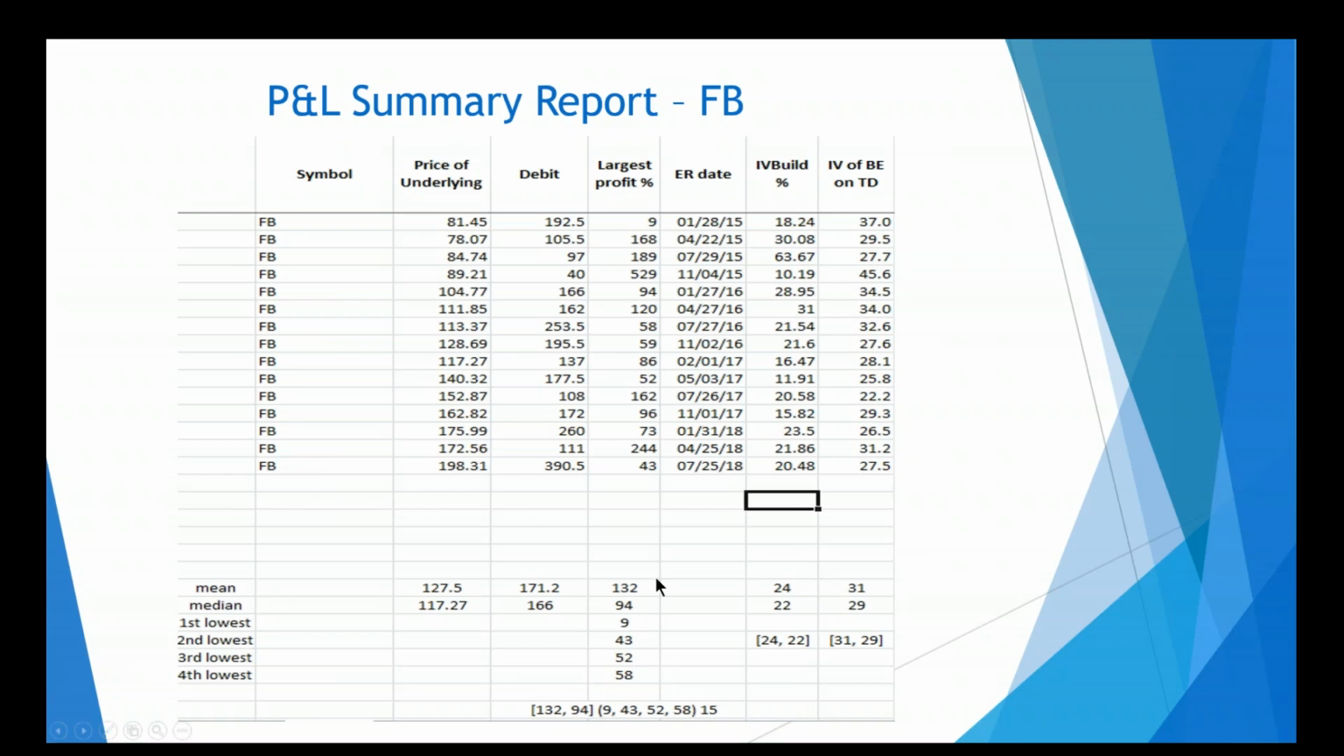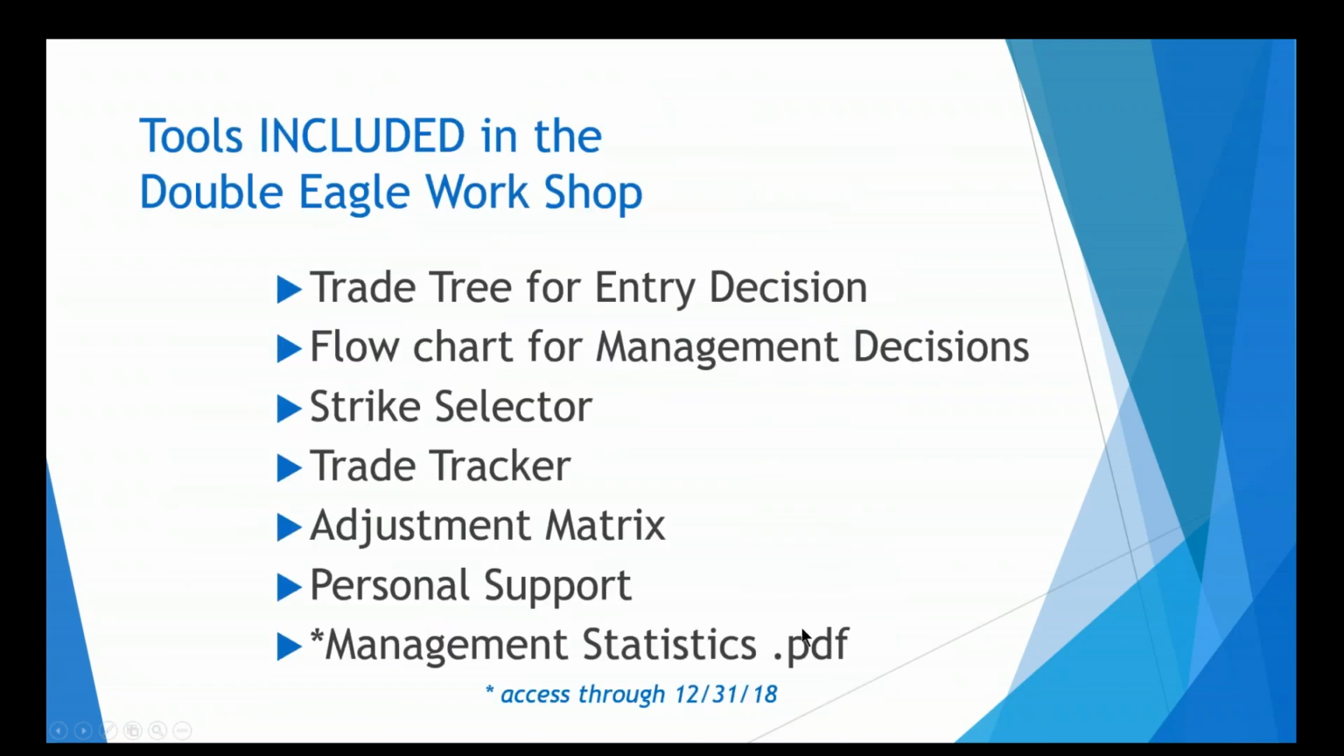Again, these mean and median numbers from the PL summary report go to produce, in addition to the statistics that come out of that other sheet that I showed you, the earnings release estimate next ER date workbook. So we accumulate statistics from this P&L summary report, plus some statistics from our estimate next ER date workbook, and from our master database, and all of that goes to producing the management statistics tool. All right, so moving on.